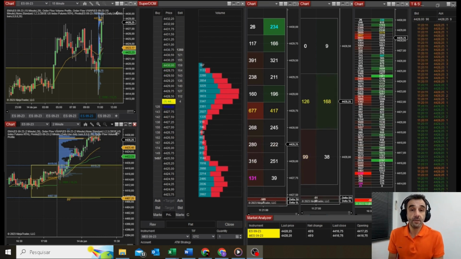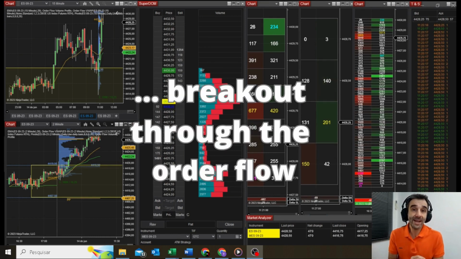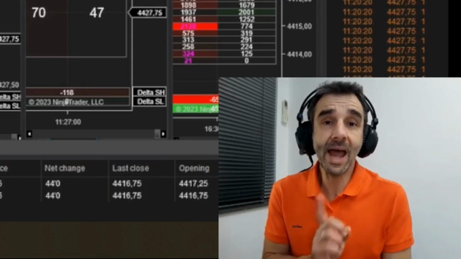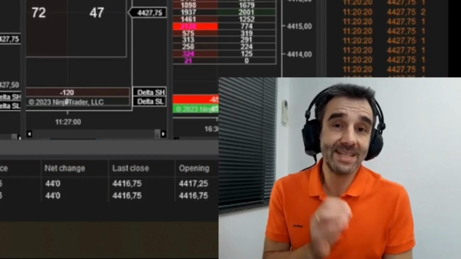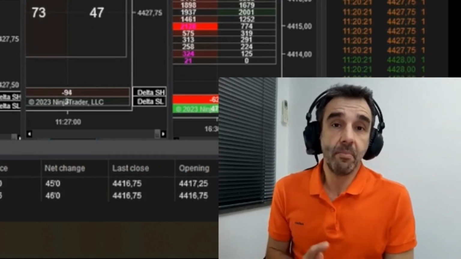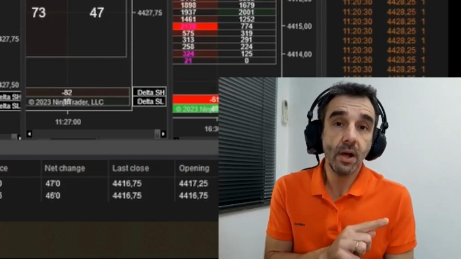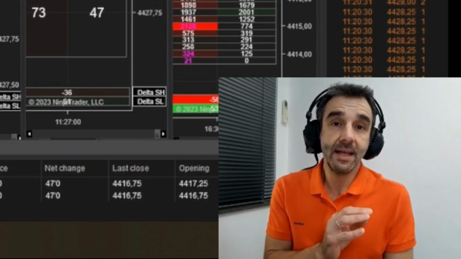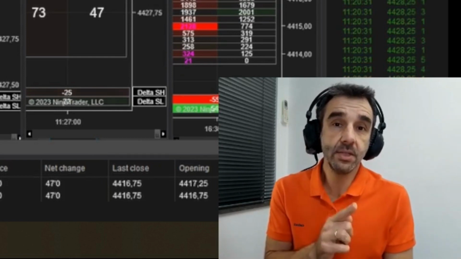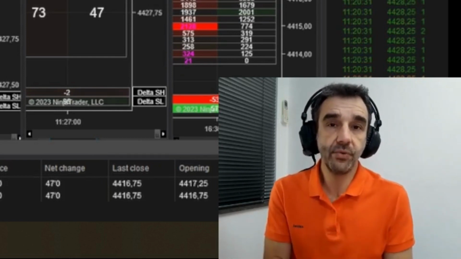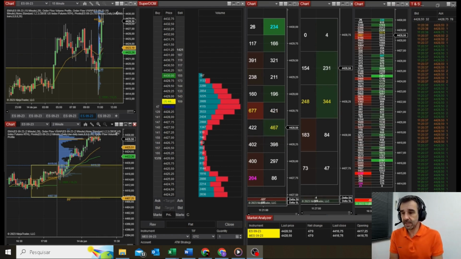Today I'm going to talk about something really interesting, which is looking at breakouts through the order flow. I have here an example of an ascending triangle in a bullish market, where through the flow we could understand that it was a false breakout, and this could lead to a counter trend trade. Let's go to the example.